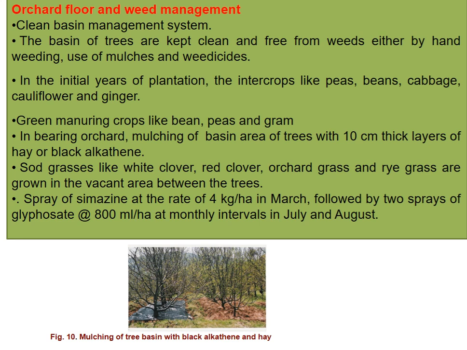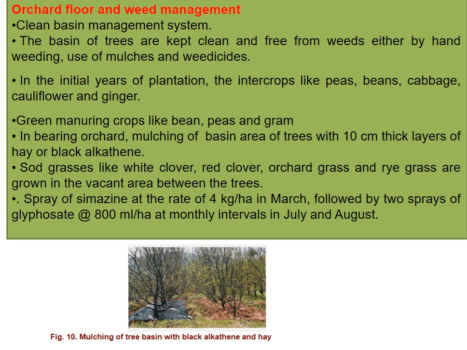Orchard floor and weed management in apple. Clean basin management system. The basins of the trees are kept clean and free from weeds either by hand weeding, use of mulches, and weedicide. In the initial years of plantation, intercrops like peas, beans, cabbage, cauliflower, and ginger are grown in the orchard. Green manuring crops like peas, beans, and grams are grown.